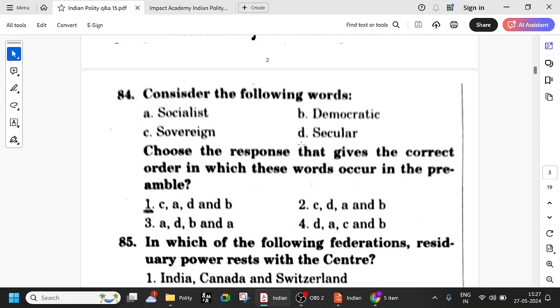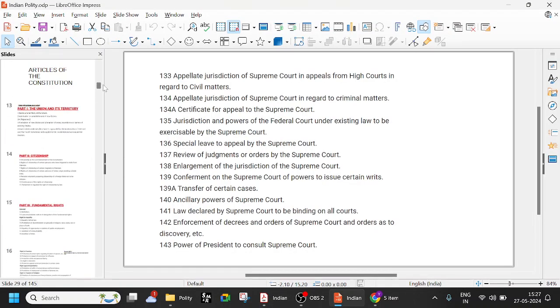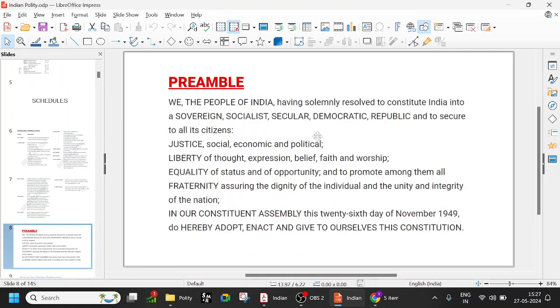First comes sovereign, then socialist, then secular, and then democratic. So let us see. The Preamble is also very important. Frequently, questions are asked on the Preamble, so everything in the Preamble is very important.